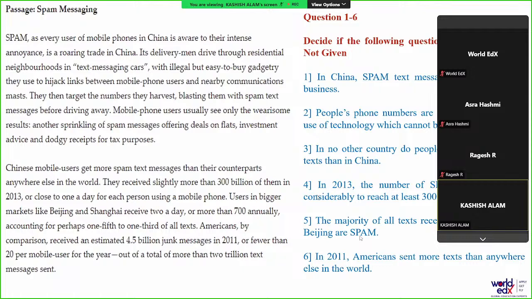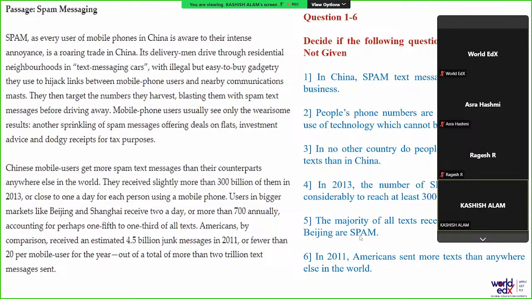Now what I have to verify is whether the number of spam texts increased or not in order to reach at least 300 billion in 2013. So what are the other possibilities? It can be decreased, maybe nothing has been mentioned about it, or it remains unchanged. So now when I'm figuring out the answer, I will keep all the possibilities in my head for the respective question, and then I'll move to the passage part and figure out the answer.